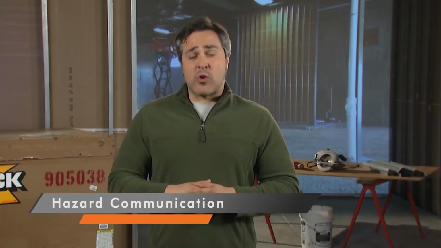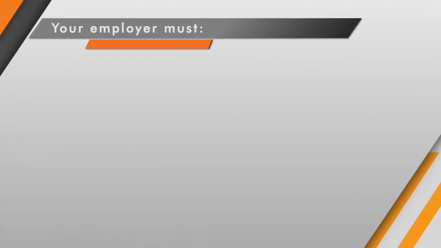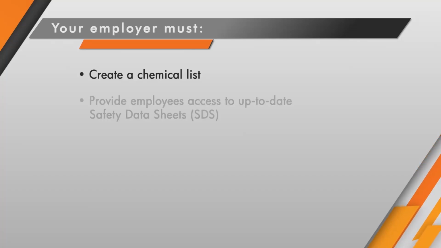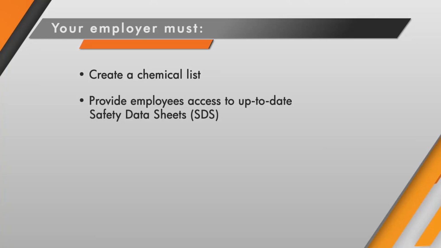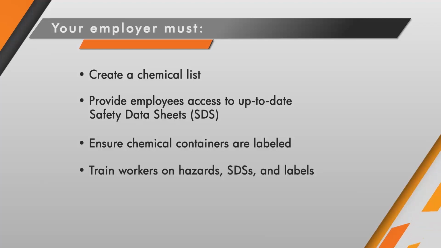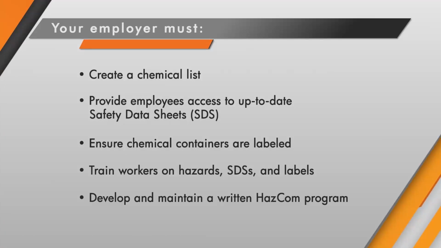OSHA's Hazard Communication Standard, often referred to as HAZCOM, requires your employer to inform you of the chemicals you may be exposed to, the hazards associated with each of them, and how to protect yourself from their potential dangers. As a part of the HAZCOM standard, your employer must create a list of all hazardous chemicals used at a job site, ensure there's an easily accessible safety data sheet, or SDS, for each chemical, ensure each chemical container is properly labeled, train workers on chemical hazards and how to use safety data sheets and labels, and develop a written HAZCOM program that explains how the HAZCOM requirements are met.